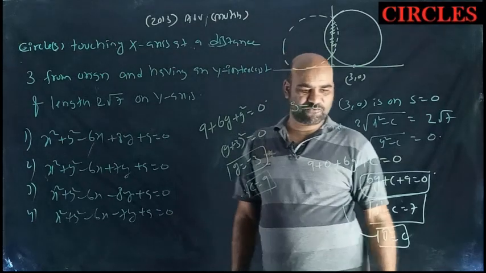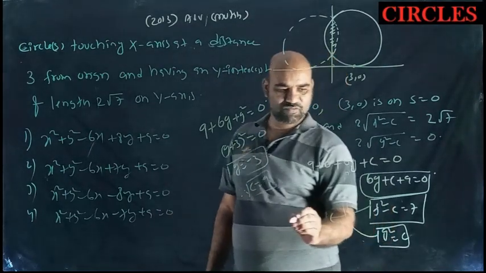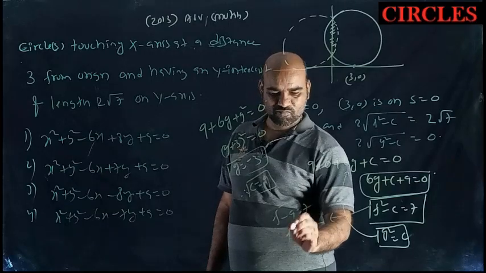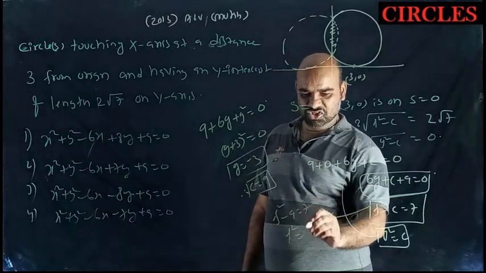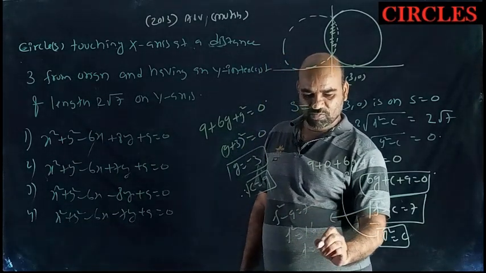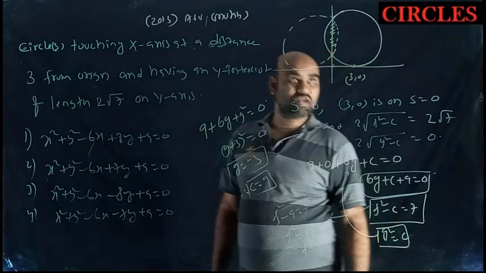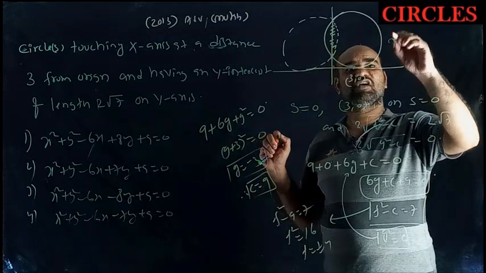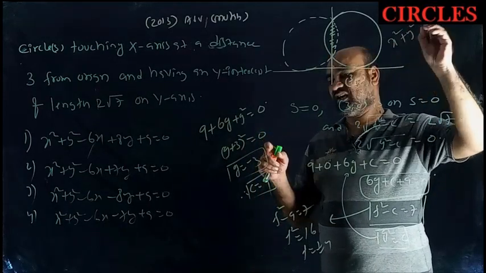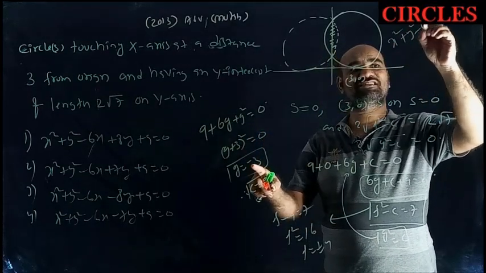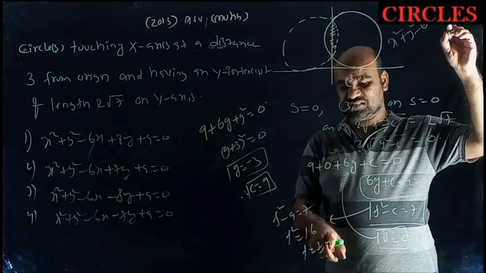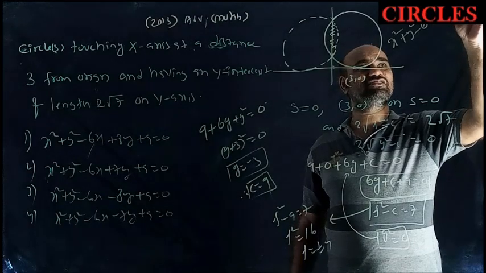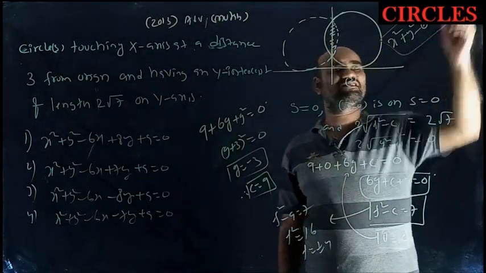Now you need to find f. From here you can find f: f square minus 9 equal to 7, so f square equal to 16. So f equal to plus or minus 4. Now I want to write the required circle equation. x square plus y square, g means minus 6x, f means plus or minus 8y, plus 9 equal to 0. This is the required equation of circles.